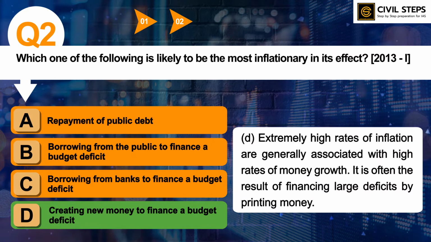So extremely high rates of inflation are generally associated with high rates of money growth. It is often the result of financing large deficits by printing money. So this question was asked by UPSC in the 2013 prelims examination, and the same question was repeated by UPSC in the 2021 prelims examination. If you are not aware of it, then you can clearly check it on the UPSC official website also. So you can clearly see the importance of previous years' questions. So you should read about the other options also, which are not part of this answer.